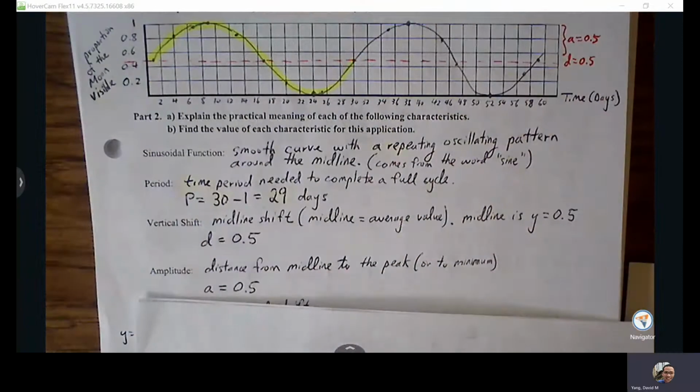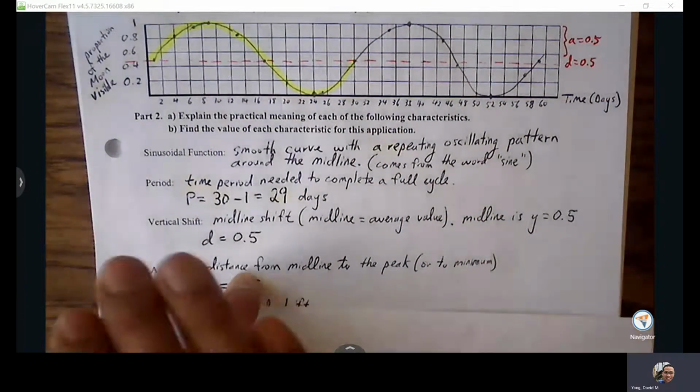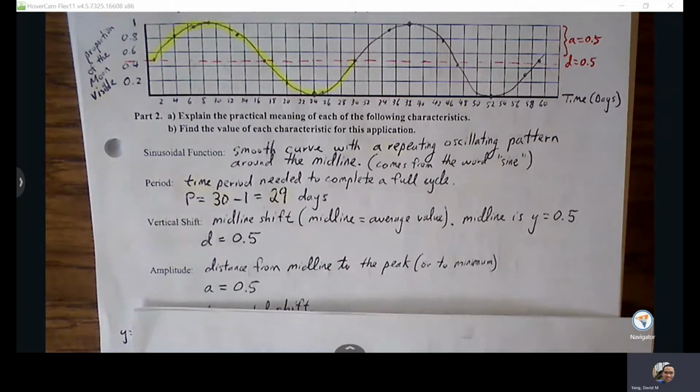Okay, so the 0.5, even though they are repeated, they mean different things, right? The D of 0.5 is because it's 0.5 at the center, and then the amplitude just also happens to be 0.5, but that's actually the distance from the center to the max.